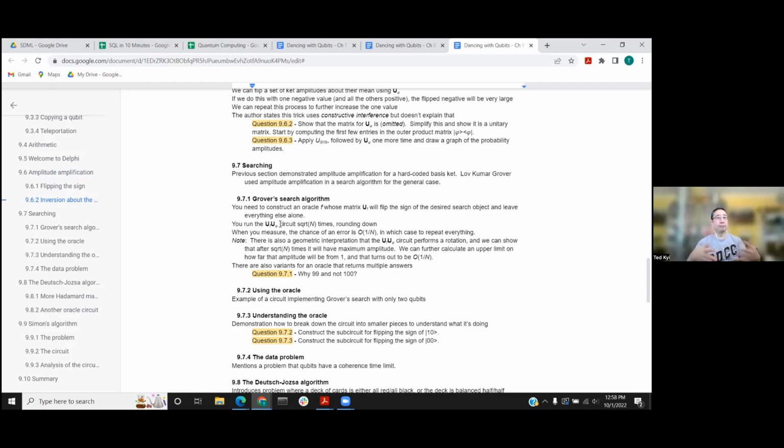Okay, that's the purpose of this. And so the idea is that you run this U sub f oracle and this U sub phi inversion about the mean circuit. Turns out you run it square root of n times, where n is the number of basis kets you have. And when you measure it at the end, unfortunately, it's not absolutely perfect. Like in the example I gave you, I said the amplitude is 0.99. So there's a very small chance that you will not get the answer that you want.